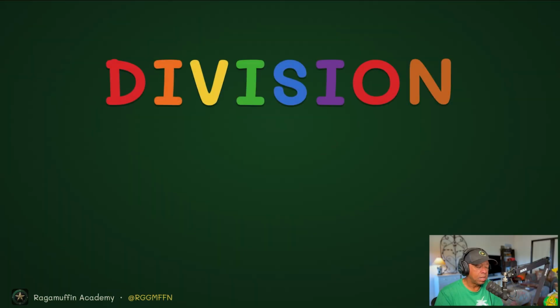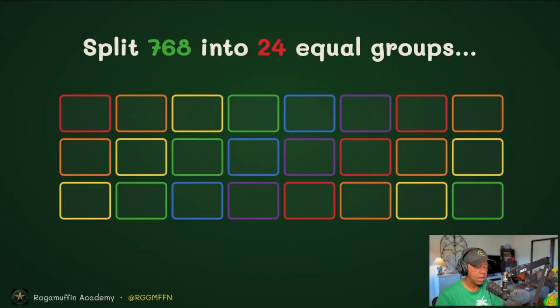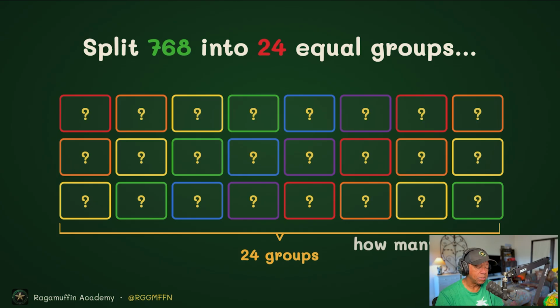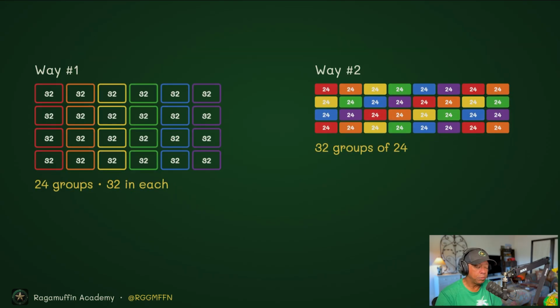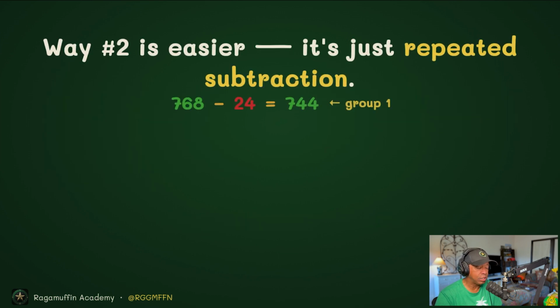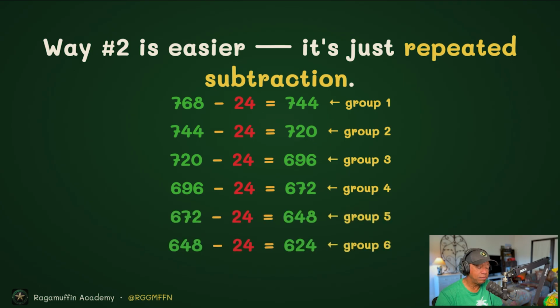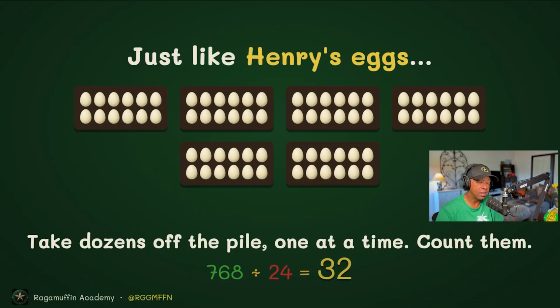This is a division problem. The question is asking, if I split 768 into 24 equal groups, how many are in each group? Or, said a different way, how many groups of 24 fit into 768? Both ways of thinking about division are correct, and both will give us the same answer. But the second way is the one that's going to make the math easier to do, because it lets us think about division as repeated subtraction. That's exactly what Henry did when he was figuring out how many dozens of eggs he had, if you remember.